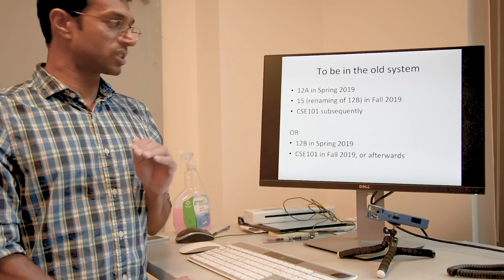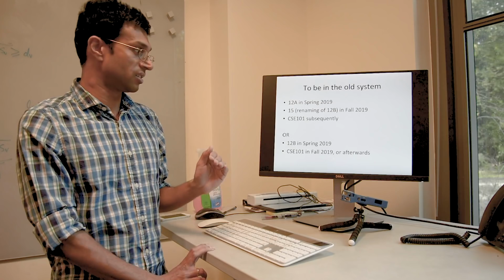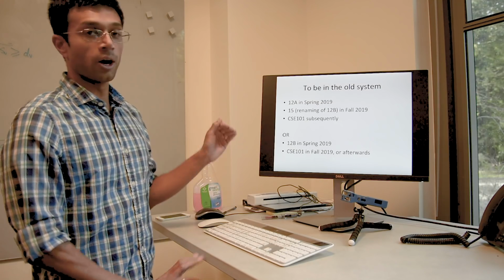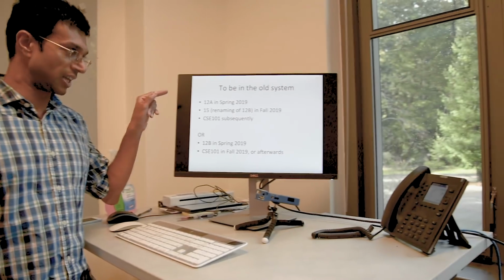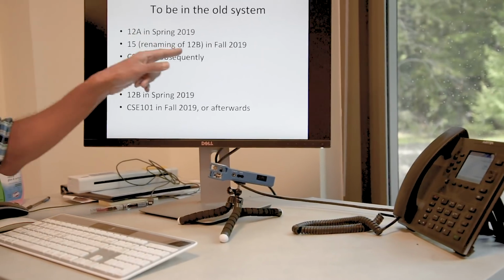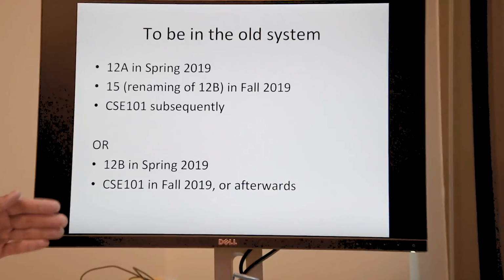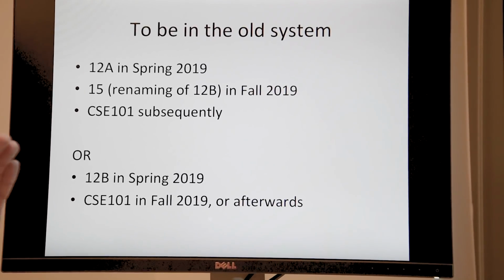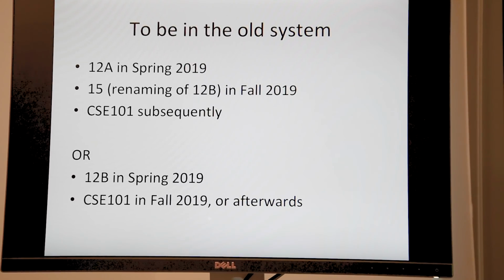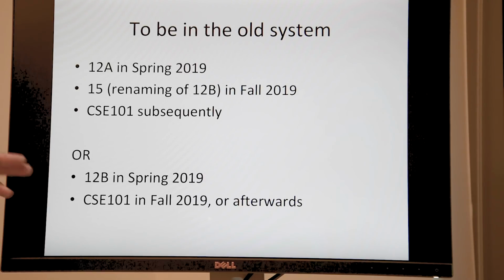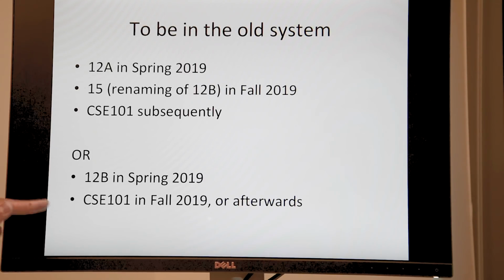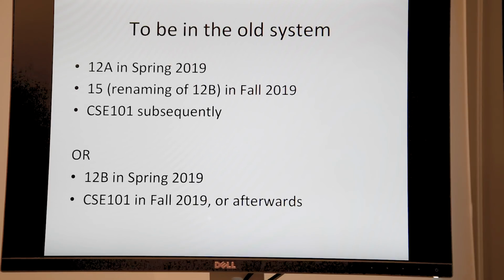If you want to stay in the old system, which is going to end in fall 2019, you have two options. You take 12A in spring 2019. You take the old 12B, which is renamed to 15, in fall 2019, and then you take 101 after that. This allows you to take the old 12B, like in the old system. Or if you've already taken 12A, you can take 12B in spring 2019, and then you can take 101 starting fall or afterwards. So these are the only ways in which you can stay in the old system if you're trying to take 12B or 101 in the old system.